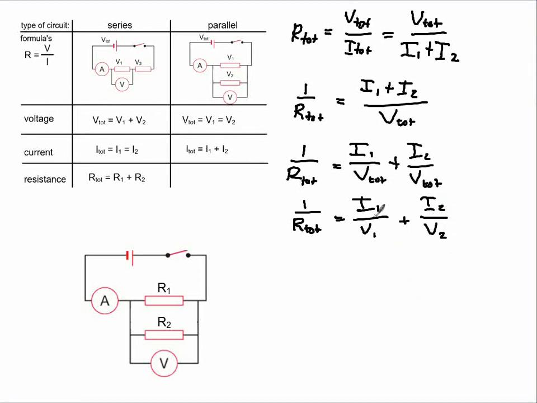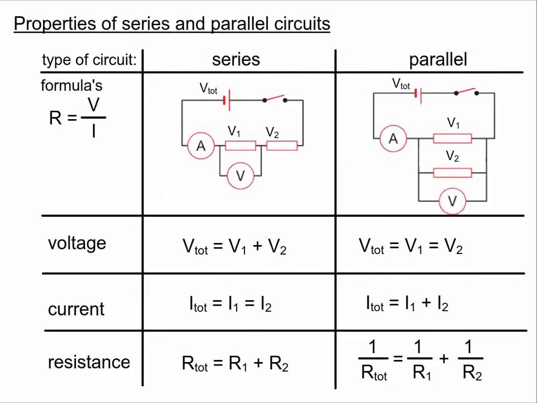And here we recognize 1 divided by the resistance of resistor 1. So we can write this finally as 1 divided by R total equals 1 divided by R1 plus 1 divided by R2. Let's fill it in our diagram, which now is complete. This formula, it's a bit odd, is the formula for the total resistance in a parallel circuit.